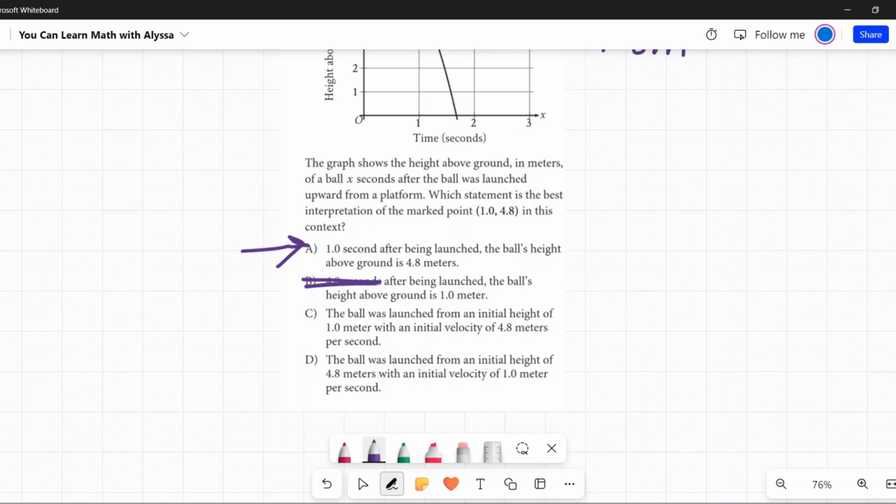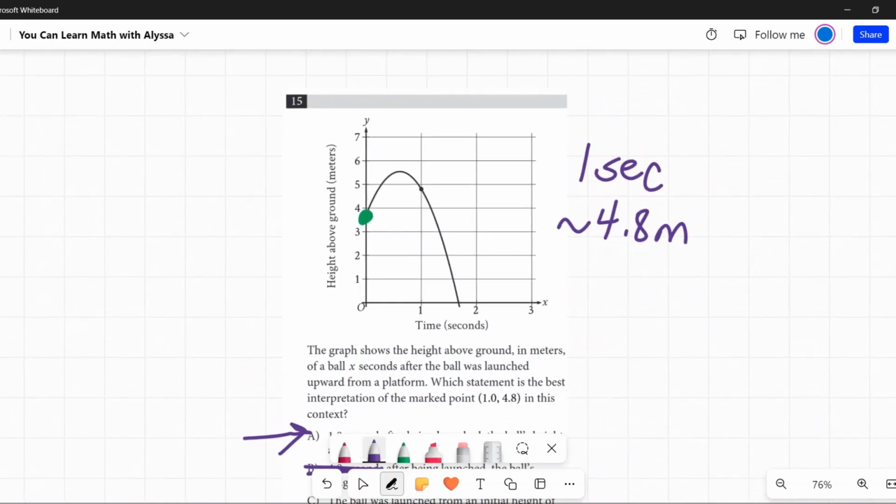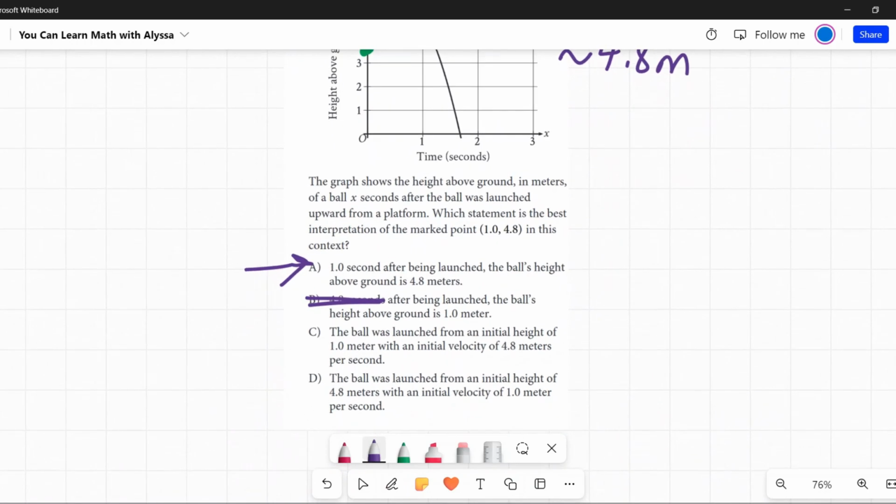C: the ball was launched from an initial height of 1.0 meter with initial velocity of 4.8 meters per second. There is no information about velocity in this chart that we're given here. And the initial height of 1.0 meters, no, the initial height was about 3.7 meters maybe. Because this is our height over here. No, that has nothing to do.